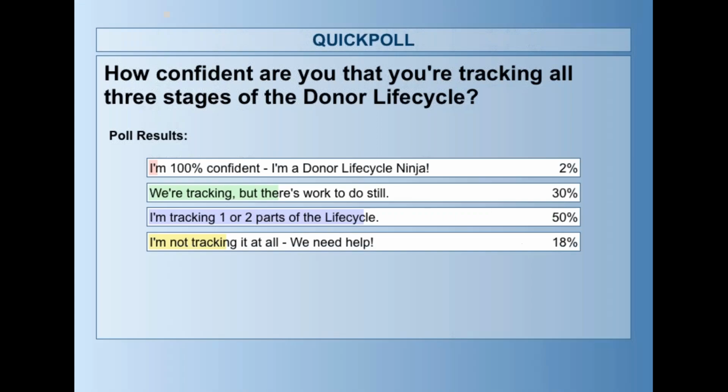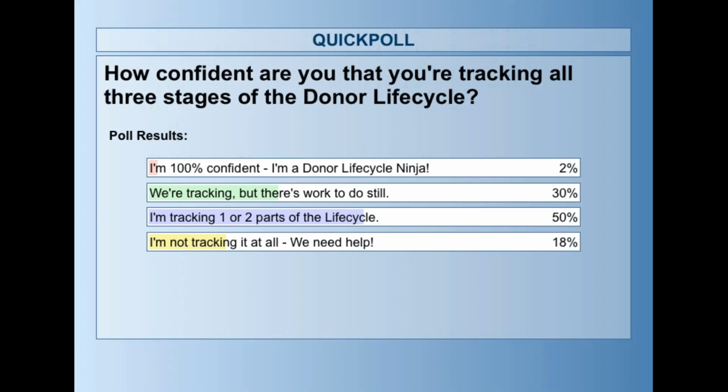And we'll see the results here pop up, right? So wow, only 2% say they're 100% confident that they are a donor lifecycle ninja, which I guess if you're coming to the donor lifecycle webinar, that makes sense. And a lot of people, right at 50%, are tracking some parts, but feel like they could still use some help tracking all parts of the donor lifecycle. So this is great information. Thank you so much for responding to that.